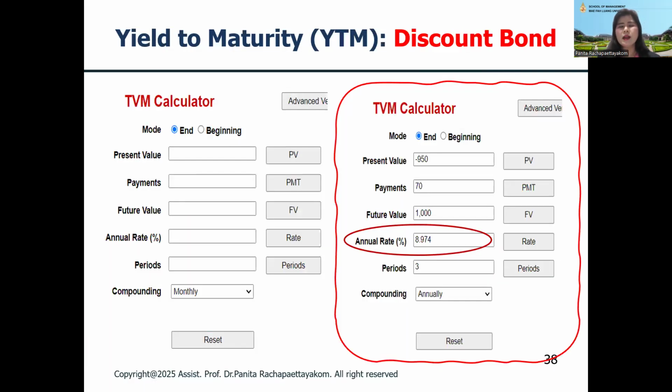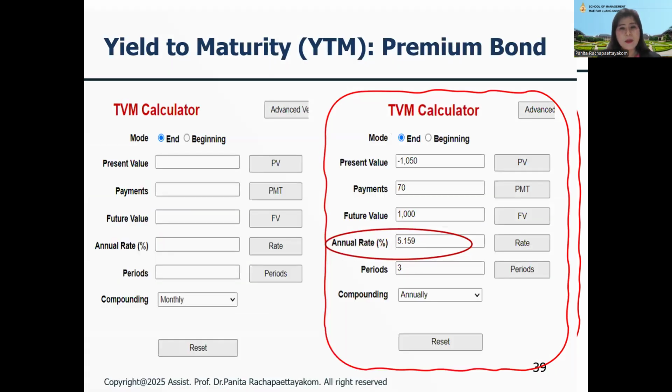You simply put in the payment here. That is the discount bond. You put the present value of the bond, which is minus 950 baht. The payment is 70. The future value is always 1,000. The period is 3. Then you click the rate. The financial calculator will give you the yield to maturity of this discount bond, which is 8.97%.